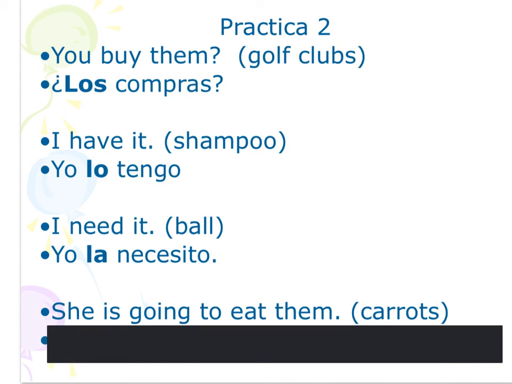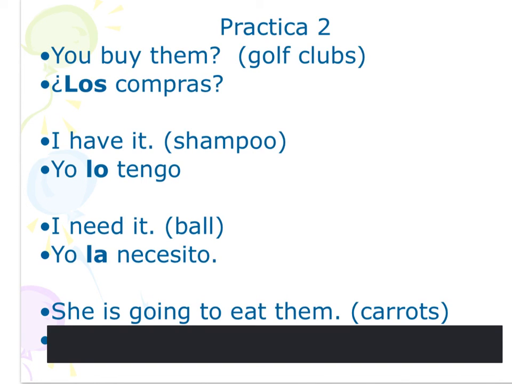Lastly, this one could have been a little confusing because she is going to eat them. What she's going to eat is the carrot. So carrots is your direct object noun. Here, there's 2 ways that you could have done it. We know that carrots is la zanahoria. We know that she's going to eat them, so we know it's plural, and we know that it's feminine, so you should have used las. Here, you could have placed las in the 2 different places. You could have put it in front of your conjugated verb or attached to your infinitive.